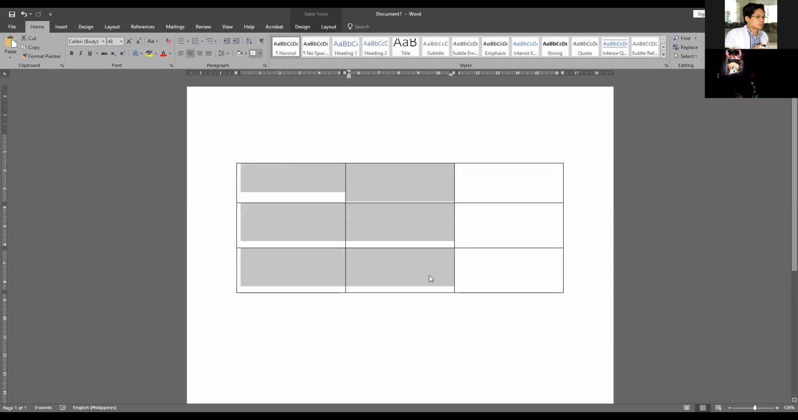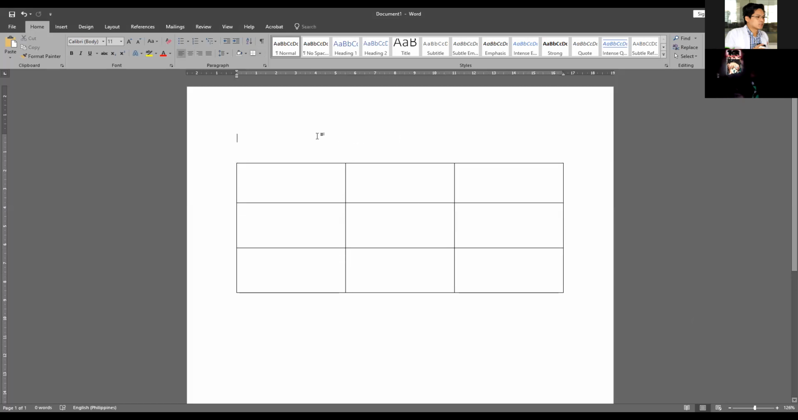Okay? Let's make it a default that the upper part should be the male and the lower part or the sides here will be the female. This is the male and this is the female.